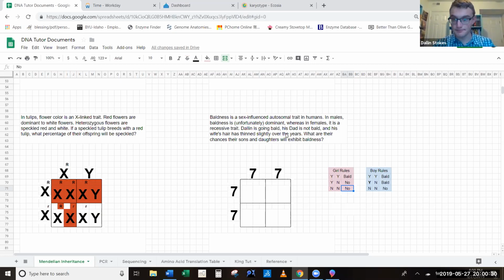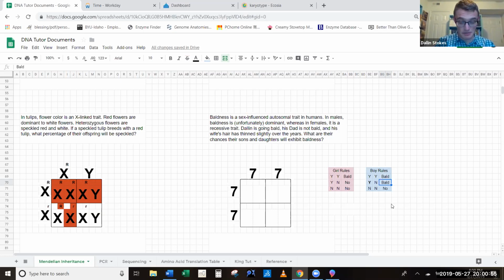Dallin is going bald. Okay, right there, let's go look at our rules. There are two possible options for a boy to be bald. Yes, yes, or yes, no. His dad is not bald. Now, what does that tell you? What is the only possible combo for his dad not to be bald?